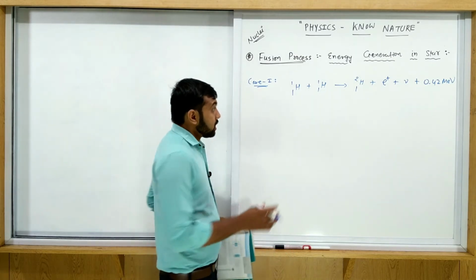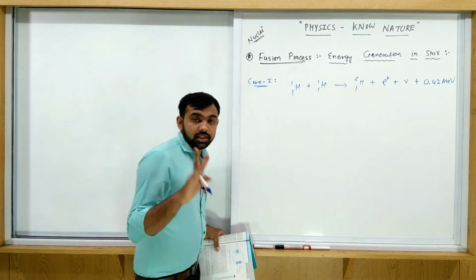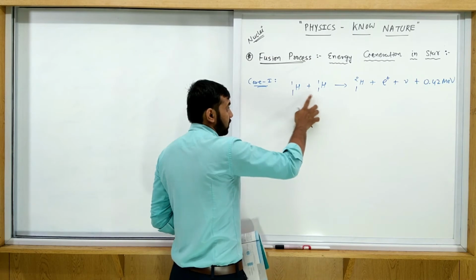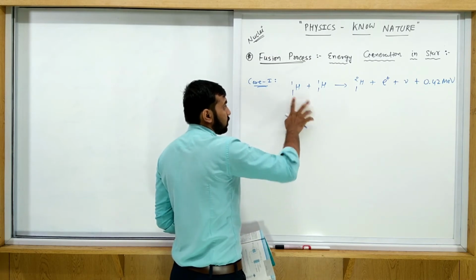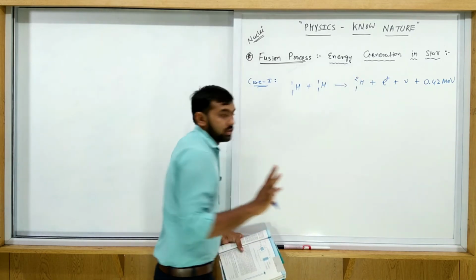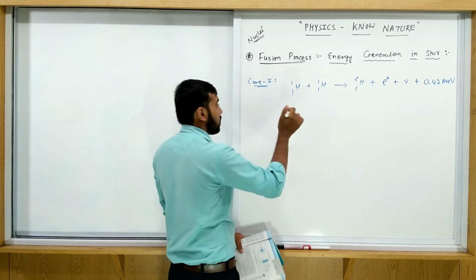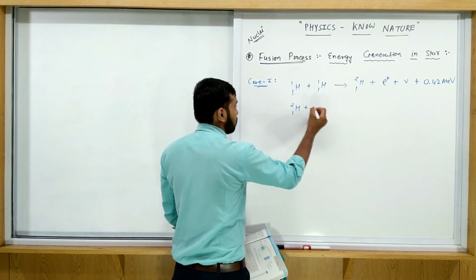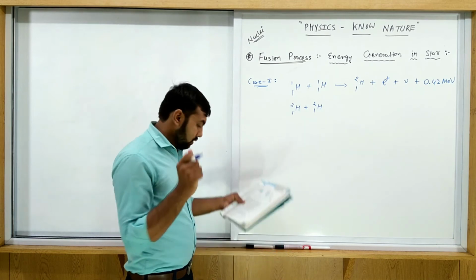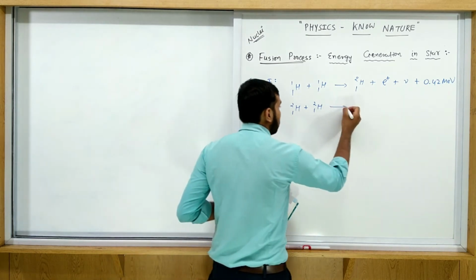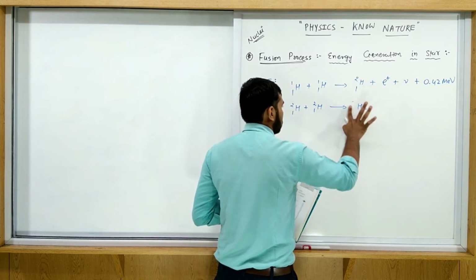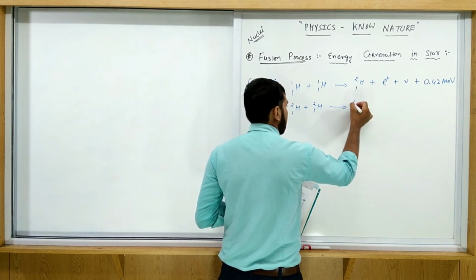Now this process occurs 2 times. If two fusion processes occur, 2 deuteriums are formed. And now again these 2 deuteriums, 1H2 and 1H2, recombine with each other, and it forms 2He3.